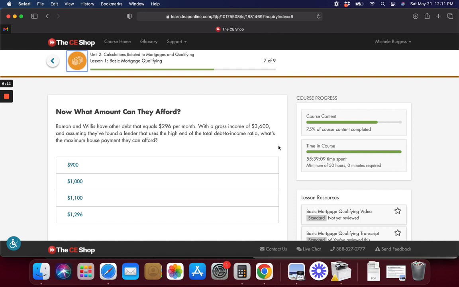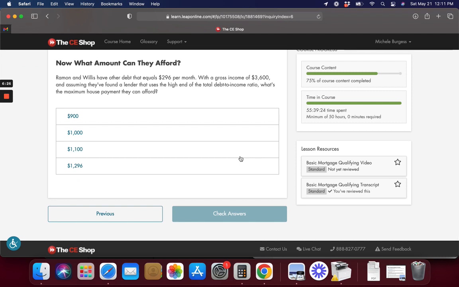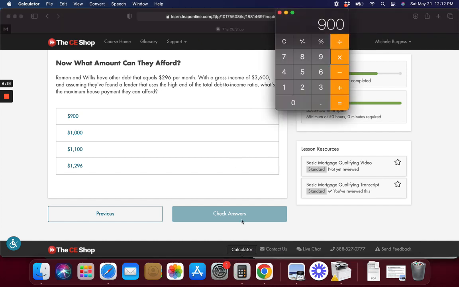All right, so they have other debt that equals 296 with a gross income of 3,600. Assuming they found a lender using the high end of this, what's the maximum house payment they can afford? So then I guess we go to 33%, right? Because they're looking for something different here. 3,600 times 33% minus 296. I'm just guessing here.